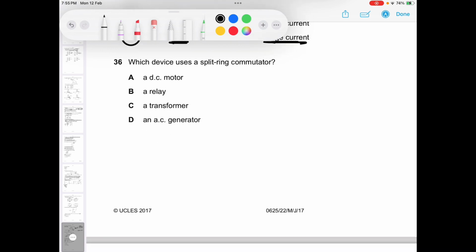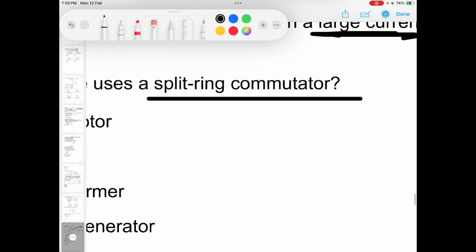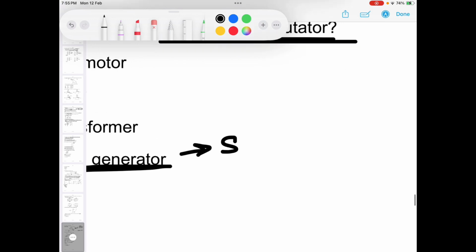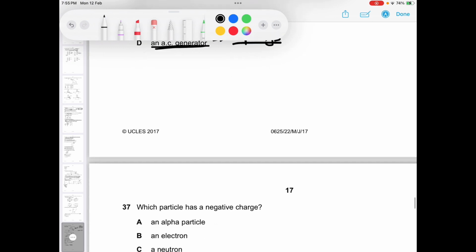Which device uses a split ring commutator? So this is commutator split rings, right? So this is a DC motor. In an AC generator, it is slip rings, so don't get confused between them both.